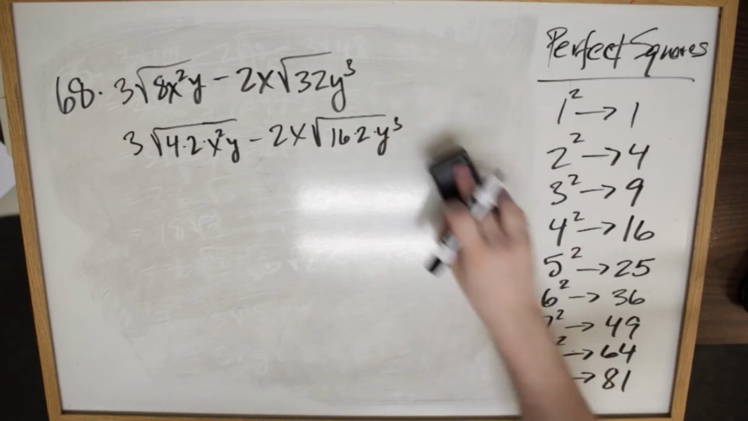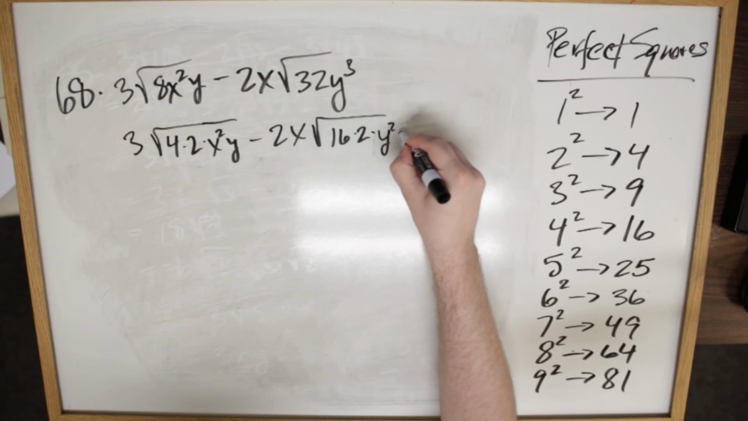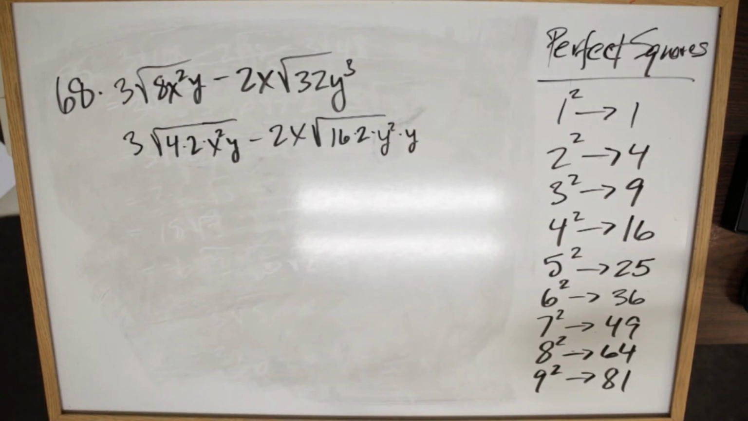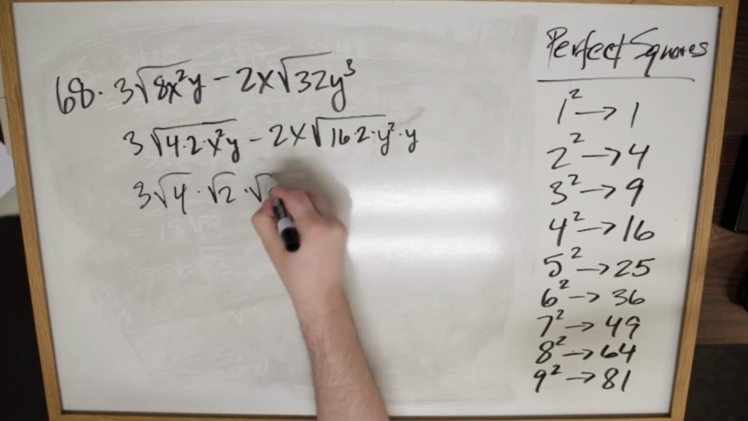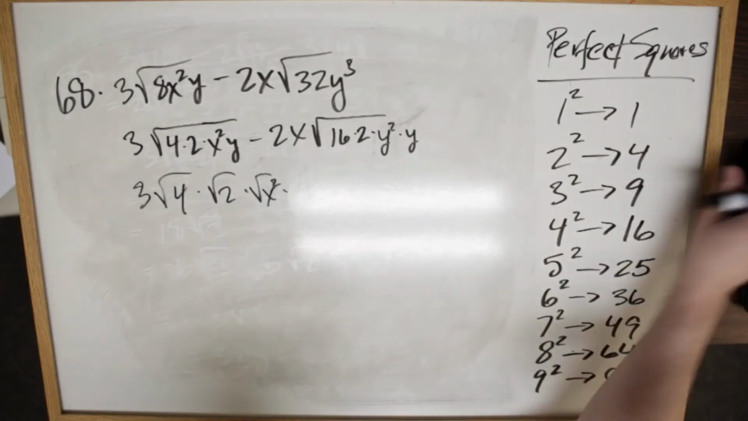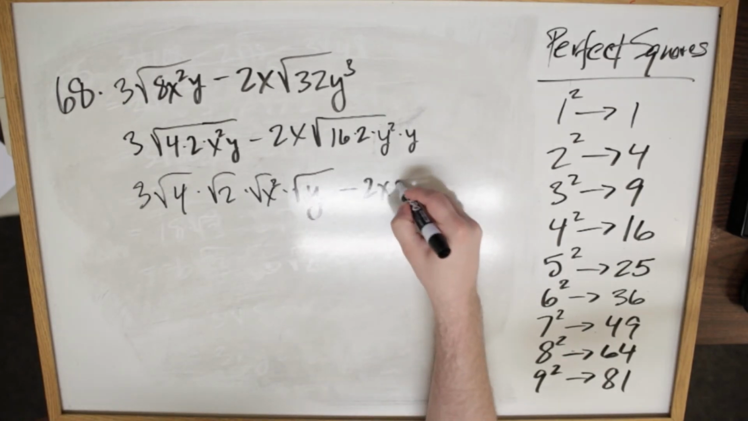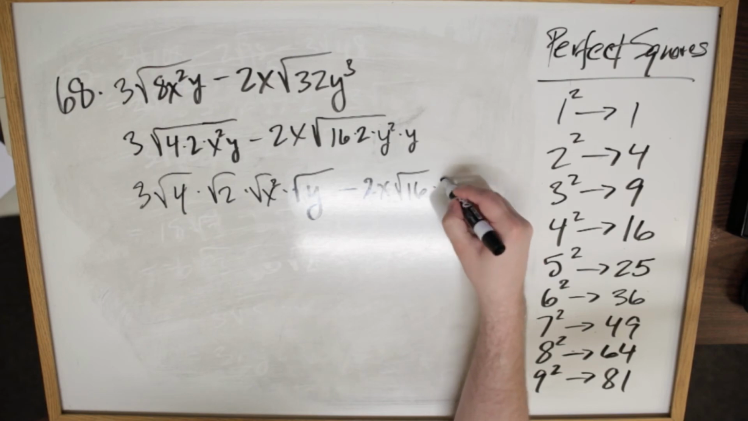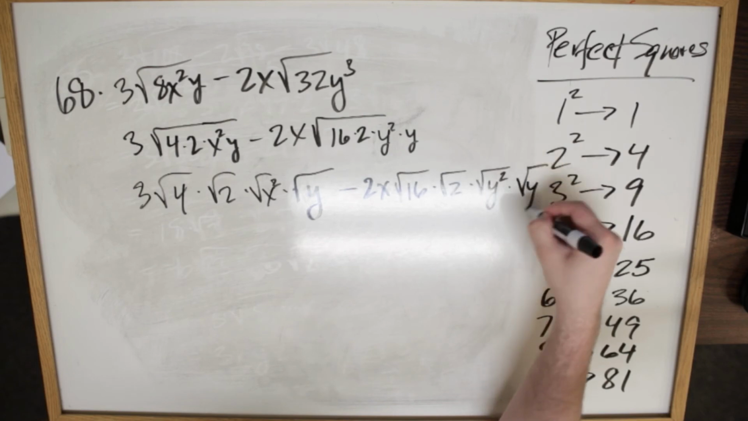And if you want, I'll do this just to make it a little bit easier to see. Y cubed is the same as y squared times y, right? And y squared, we know that's a perfect square. So it actually makes it a little bit nicer when you work through these. So this is going to be square root 4 times square root 2 times square root x squared times, man, my square root symbols are really struggling right here, y minus 2x times square root 16 times square root 2 times square root y squared times square root y.